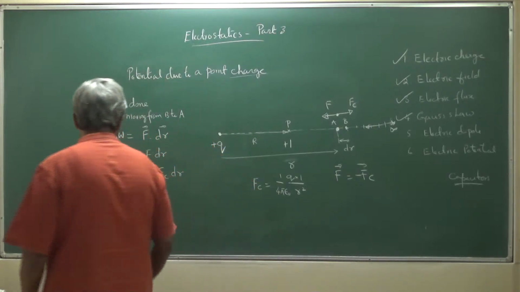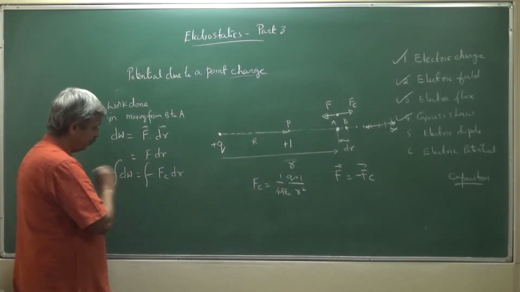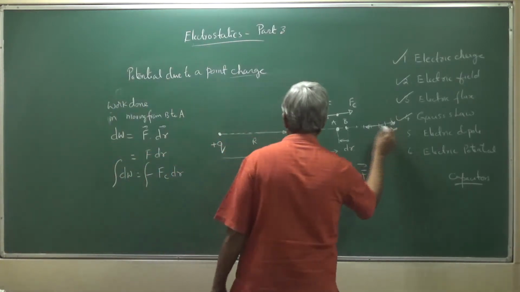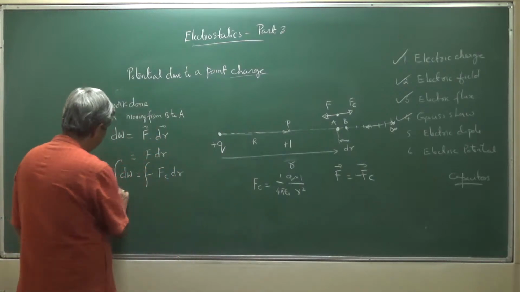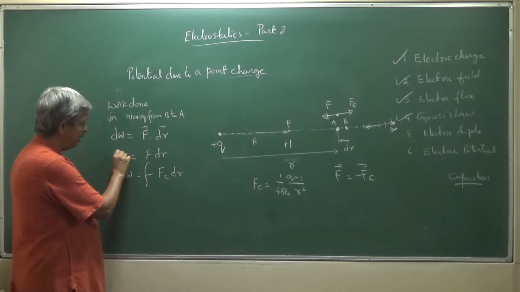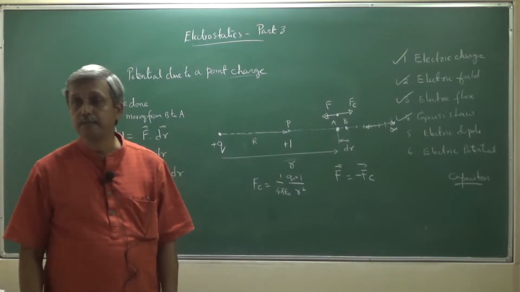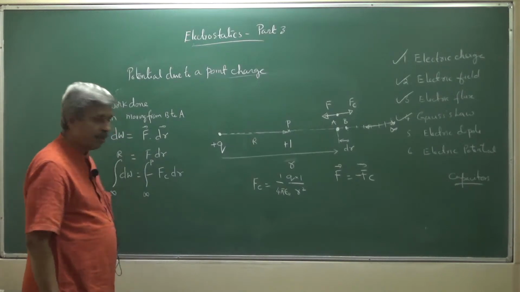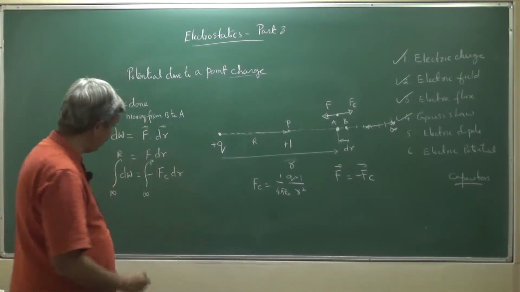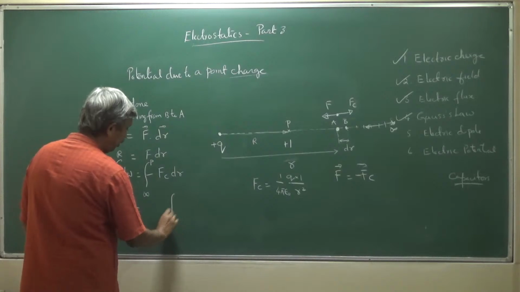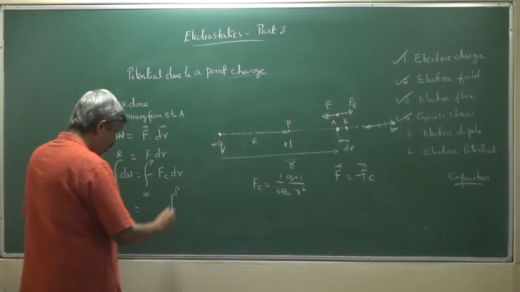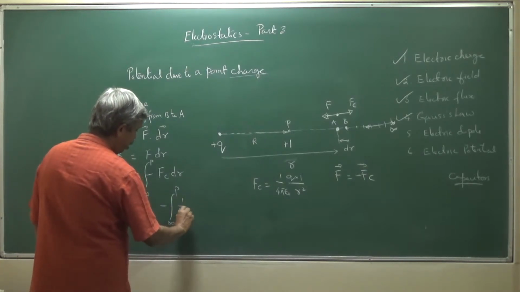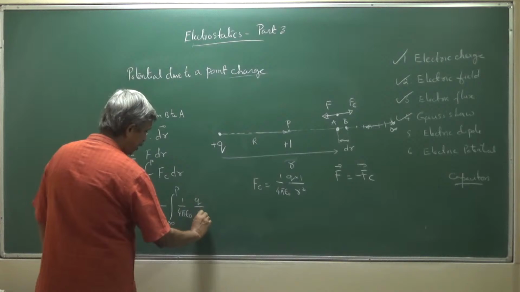So for that addition, we are going to write the integral of. Where to where do we integrate? You are coming from infinity to this point. Infinity is the highest distance, and capital R is the distance to the point. So infinity to point P, and here minus outside, and what is Fc? 1 by 4 pi epsilon naught into Q divided by R square into dr.